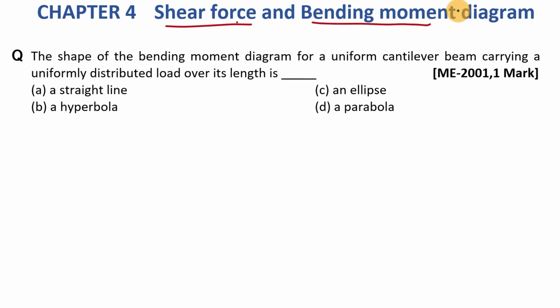In this video, we are going to start solving GATE questions of Chapter 4, Shear Force and Bending Moment Diagram. Now this is the first question from year 2001. The shape of the bending moment diagram for a uniform cantilever beam carrying a uniform distributed load over its length is dash.